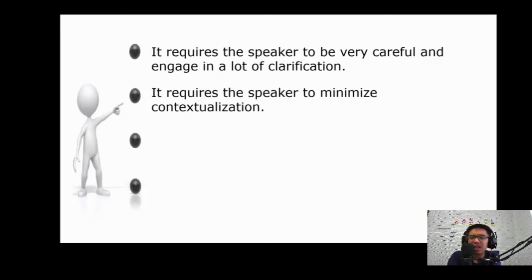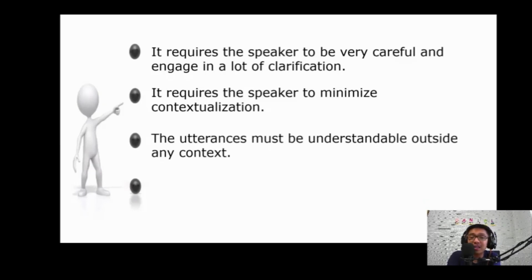Contextualization is something like you are going to talk about things that are only understood by other people. So it's connected to the first bullet, which talks about the speaker being very careful in delivering a speech. When it comes to contextualization, you have to be careful on the topics that you are about to say. Make sure that these topics are general to avoid miscommunication. Next, the utterances must be understandable outside any context. So see, it should be general.